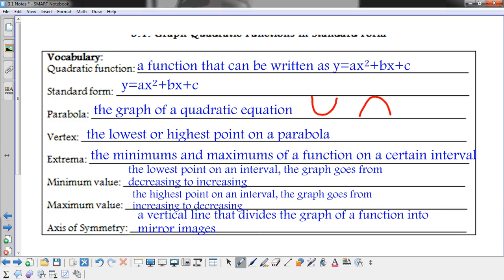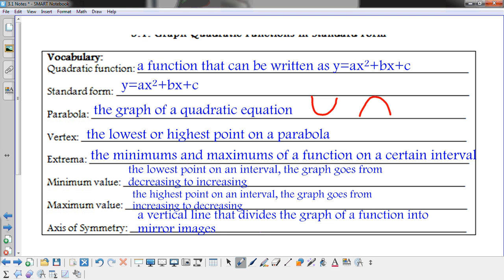Okay? The vertex is probably one of the most important things that we're going to be working with in quadratic functions. It lets you know where you're putting the graph on the coordinate plane. And usually, when you have a quadratic function, you're either finding the vertex or the x-intercepts. Almost always. And then extrema are minimums and maximums. A quadratic function will only have one. It will either have a minimum, which is a lowest point, or a maximum, which is a highest point.